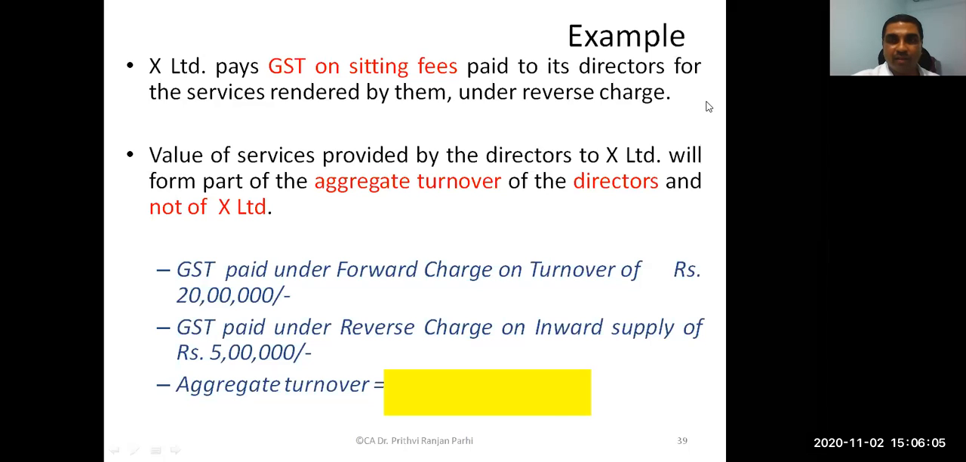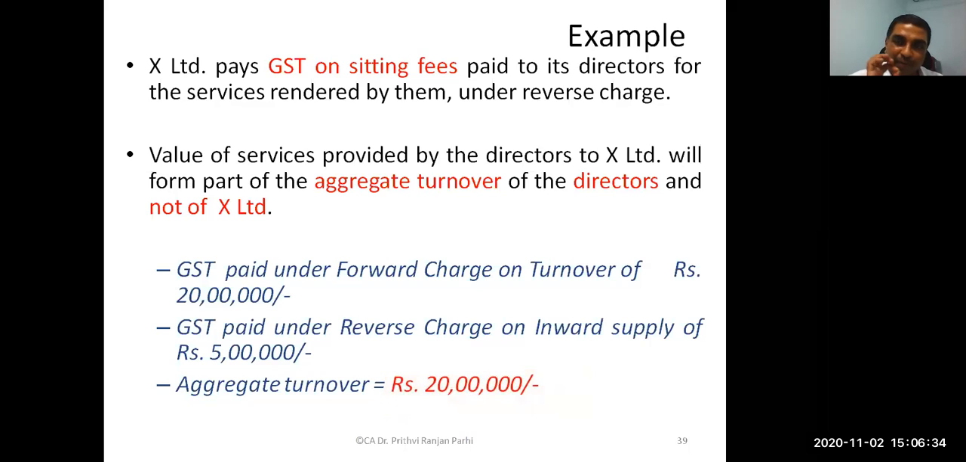So aggregate volume of the business. Yeah, what is the answer? Aggregate turnover is how much? 20 lakh or 25 lakh? So it will be 20 lakh. Why 20 lakh? Because GST paid on reverse charge on inward supply, 5 lakh will not be included. Okay, so aggregate turnover is 20 lakh.